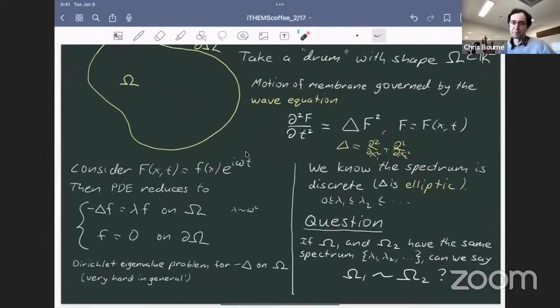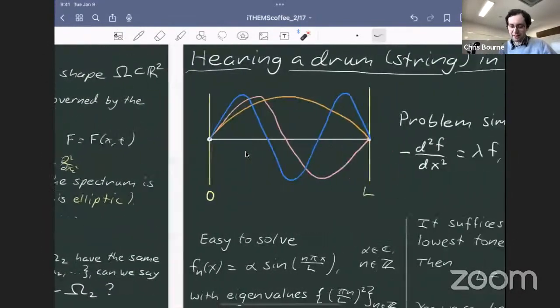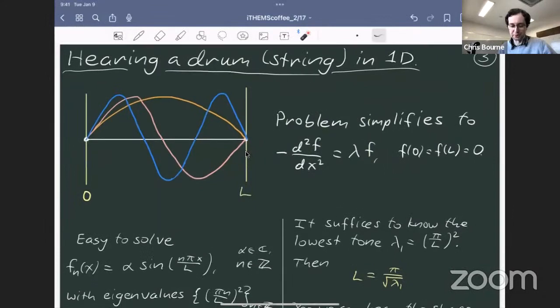Okay, so that's our problem that we want to consider anyway. But let's start out easy and just think about the one-dimensional setting. So what's a one-dimensional drum? Well, actually, it's just a string, right? And in this case, we have a string and we have this Laplacian equation, but in this case, it's actually pretty easy, right? Because it's just minus d squared f over dx squared equals lambda f for your eigenvalues.